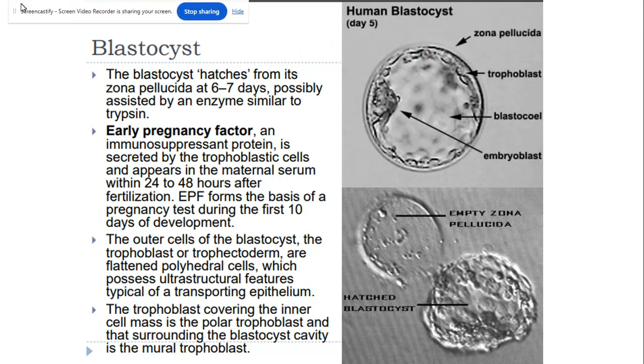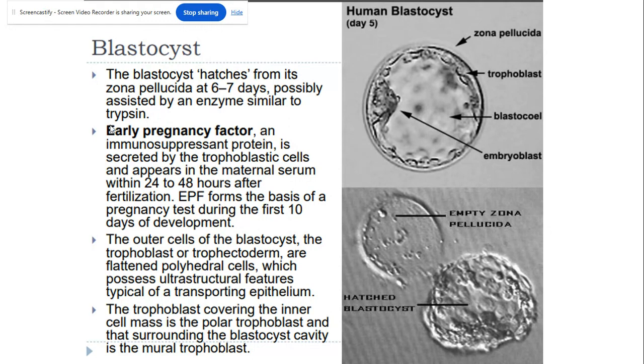So human blastocyst, day 5: zona pellucida, trophoblast, blastocele, inner mass jelly, embryoblast, empty zona pellucida, hatched blastocyst. The blastocyst hatches from its zona pellucida at 6 to 7 days, possibly assisted by an enzyme similar to trypsin. There's an enzyme that helps us hatch, okay? So you understand that enzymes are so important.